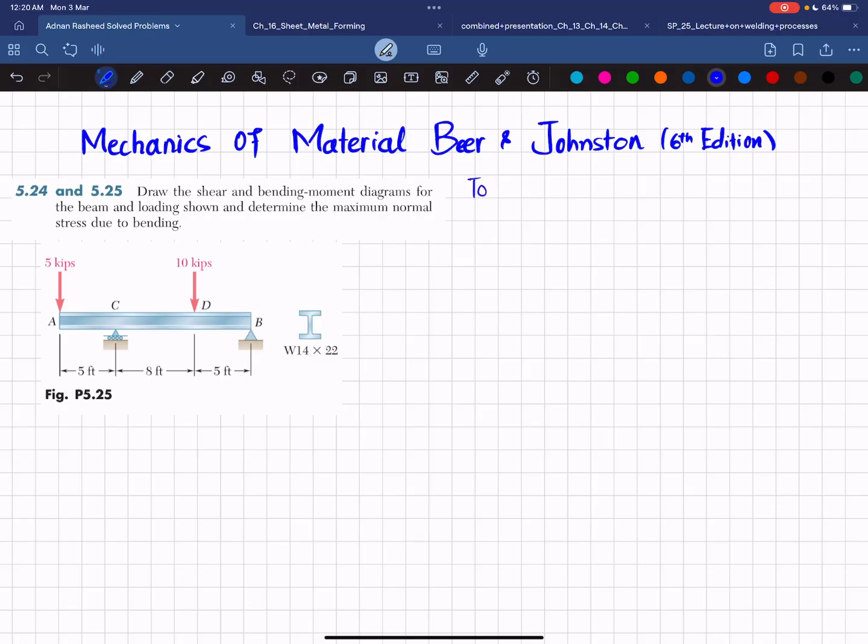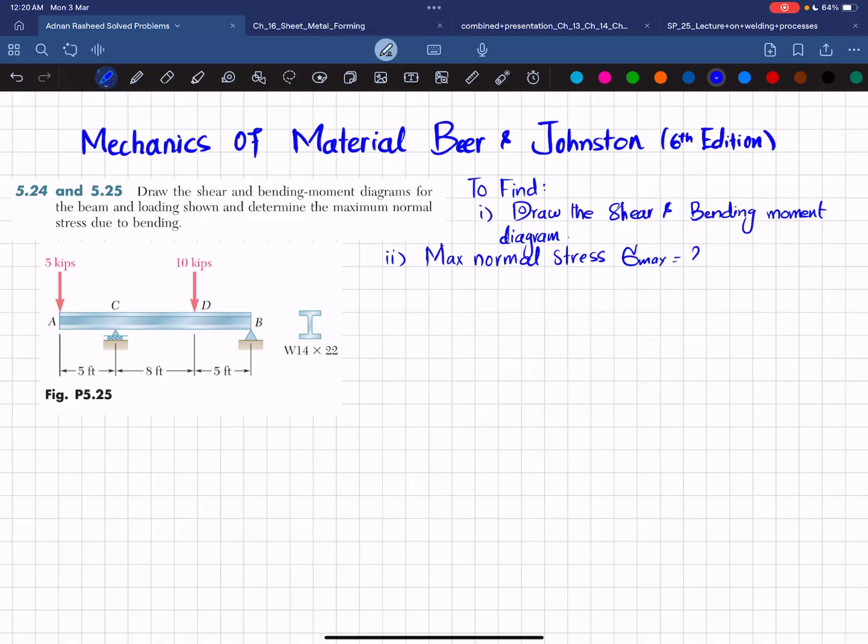So I will write first what you have to find. In part first, draw the shear and bending moment diagram, and in part B, you have to find the maximum normal stress due to bending, which is sigma max. Clear? So let's start with the solution.